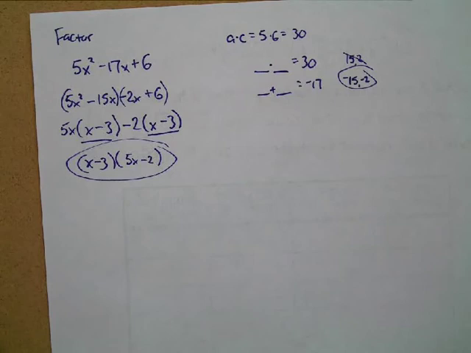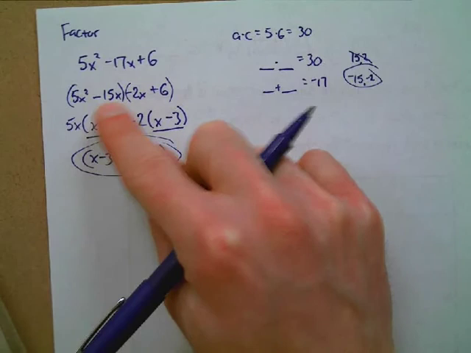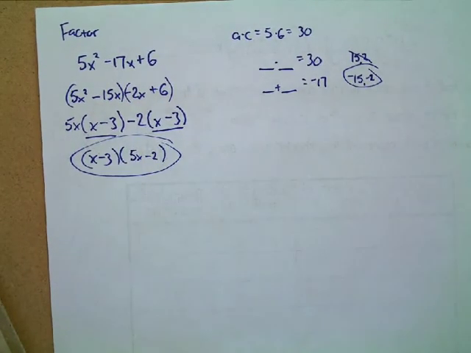Does it matter the order you put them in at the end here? No. My question to you is, is 2 times 3 the same thing as 3 times 2? Order of multiplication, long story short, doesn't matter. So if you have x minus 3 here and the 5x minus 2 here, that's fine. Same thing here. Some people might have written minus 2x, and then minus 15x. That's fine. It just factors slightly different, but the answer ends up being the same.